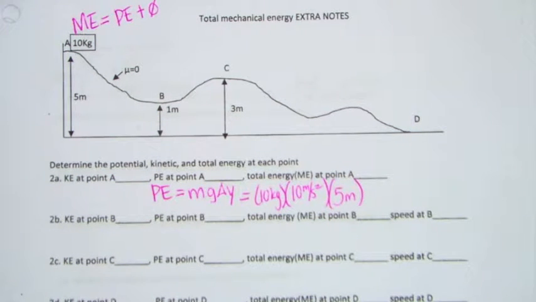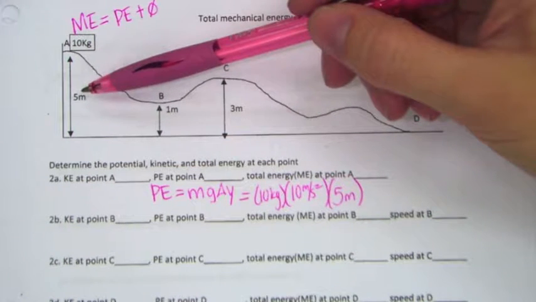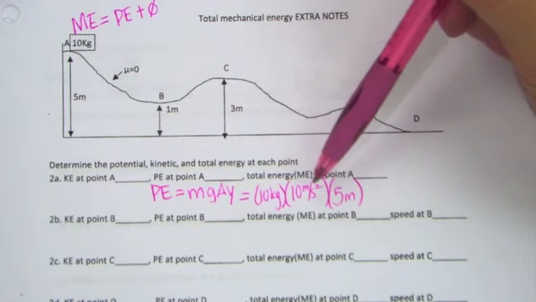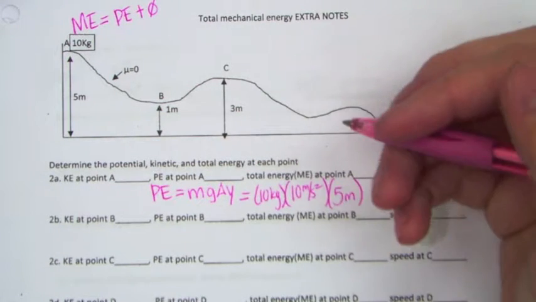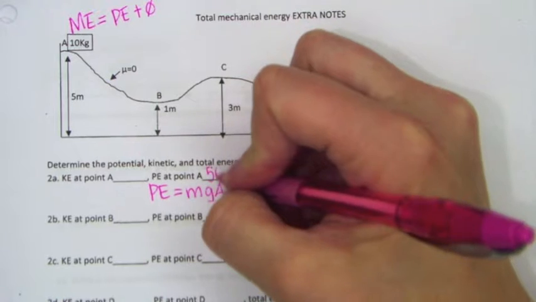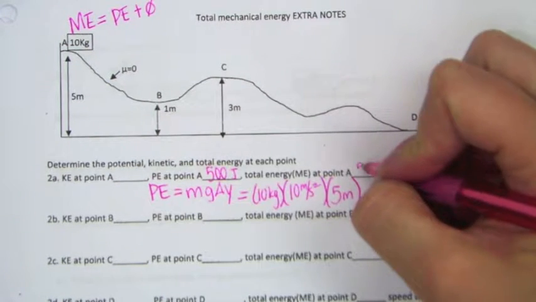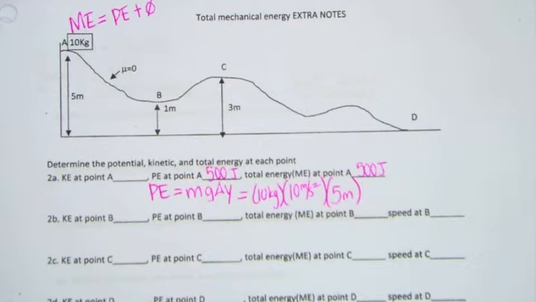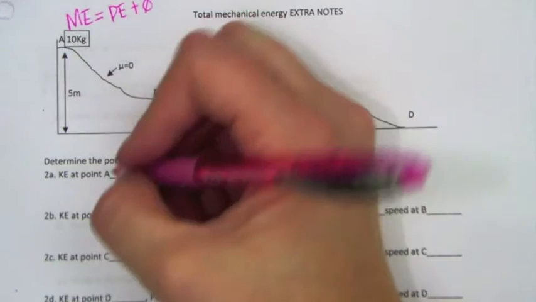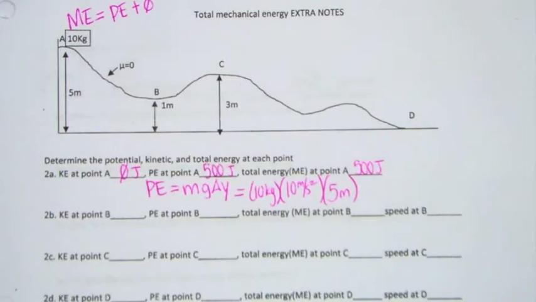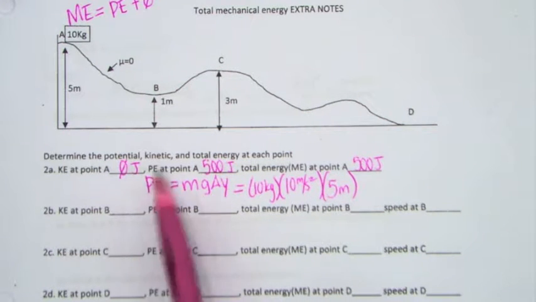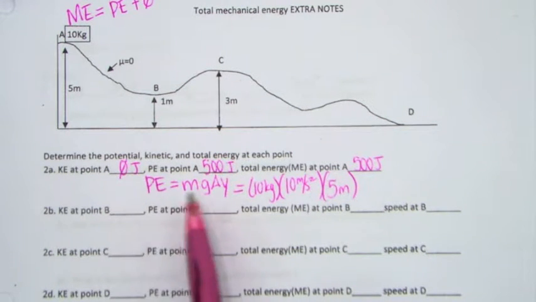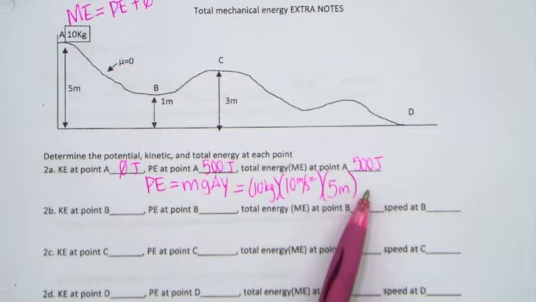So at point A, our delta Y is 5 meters. So our total energy is equal to our potential energy. Okay, at point A, our total mechanical energy and our potential energy is 500 joules. We already said that our kinetic energy is 0. Okay, that should make sense. Remember that the total mechanical energy is the sum of both the kinetic and the potential. 0 plus 500 is 500.